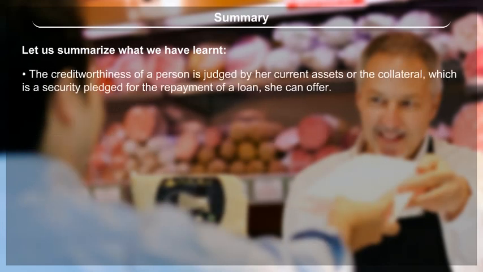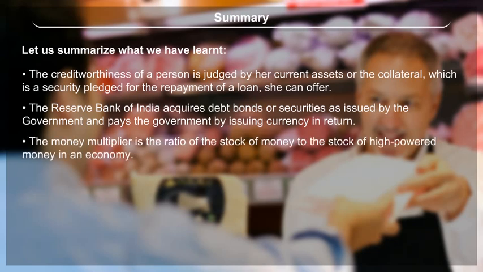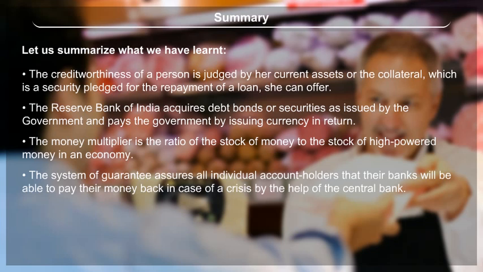The creditworthiness of a person is judged by her current assets or the collateral, which is a security pledged for the repayment of a loan she can offer. The Reserve Bank of India acquires debt bonds or securities as issued by the government and pays the government by issuing currency in return. The money multiplier is the ratio of the stock of money to the stock of high-powered money in an economy. The system of guarantee assures all individual account holders that their banks will be able to pay their money back in case of a crisis by the help of the central bank.